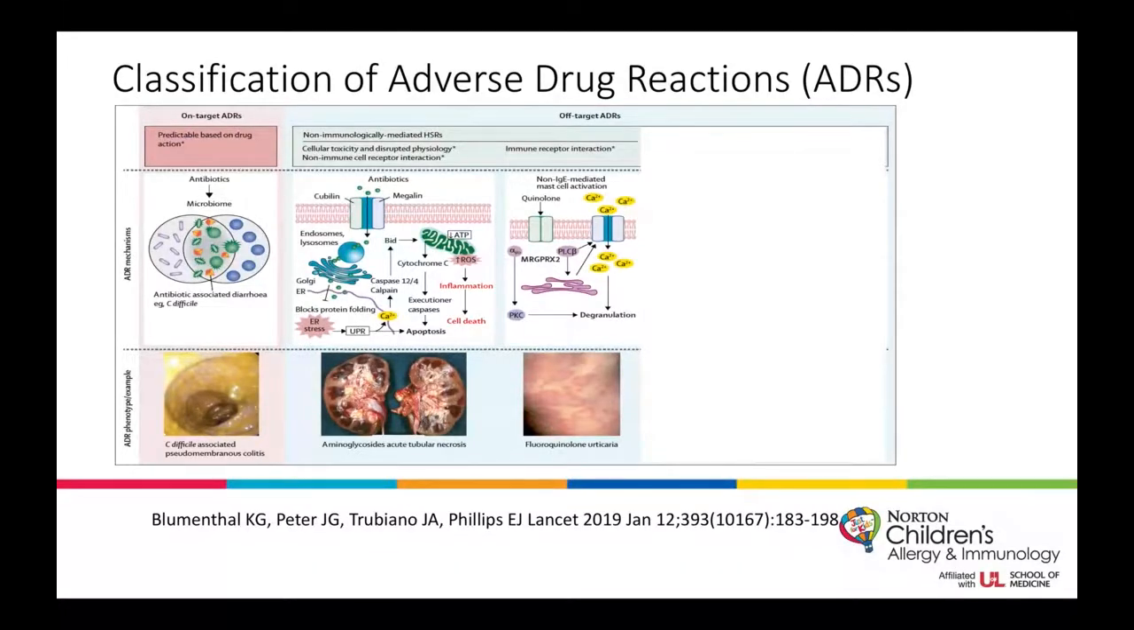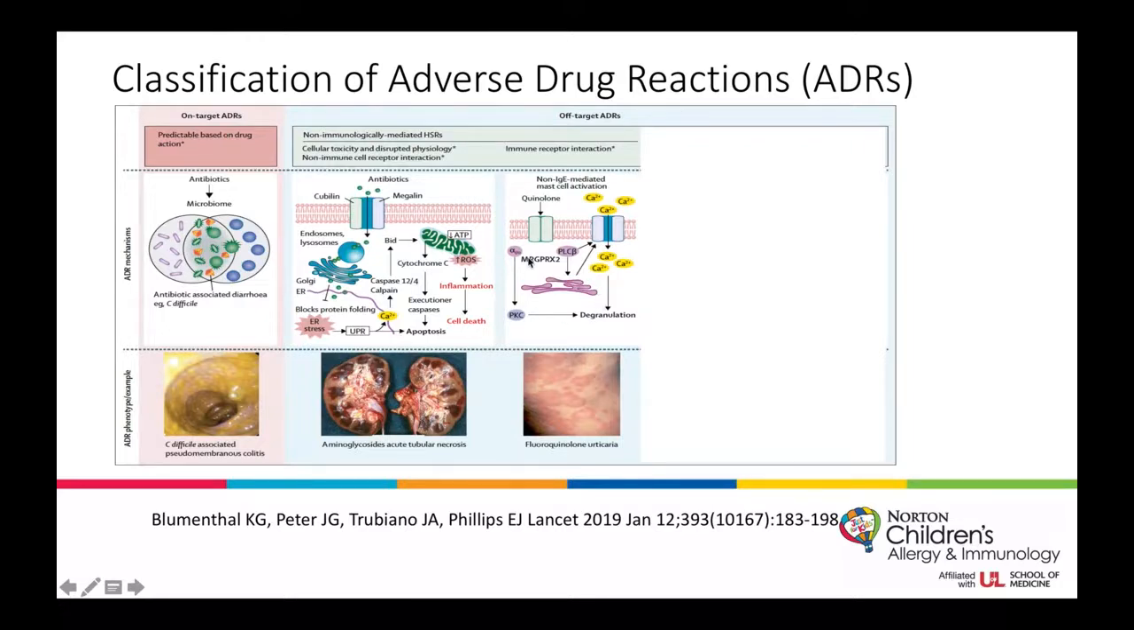So non-immunologically mediated is basically when the drug interacts with a non-immune cell receptor. For example, aminoglycoside-induced ATN is a classic example where the antibiotic interacts with a non-immune cell receptor and causes apoptosis via the intrinsic pathway of mitochondrial apoptosis. And then the other type is when the drug interacts with a receptor called MRGPRX2.